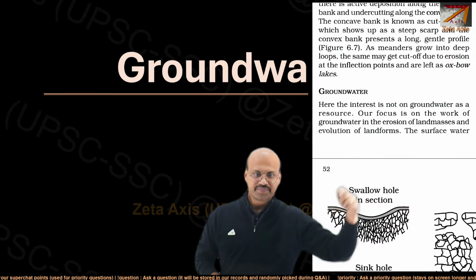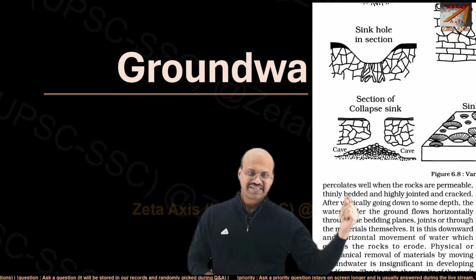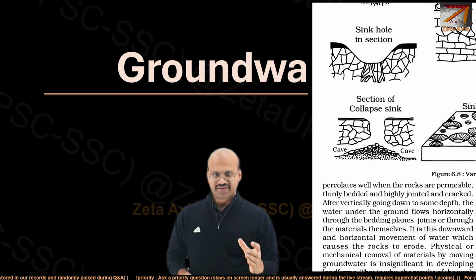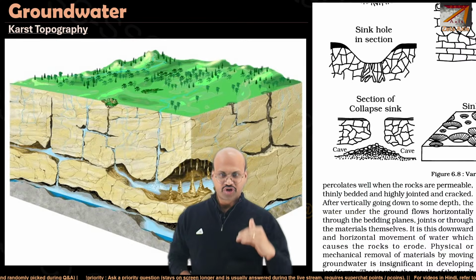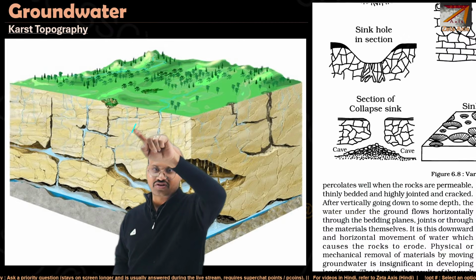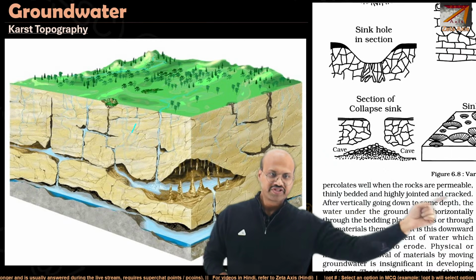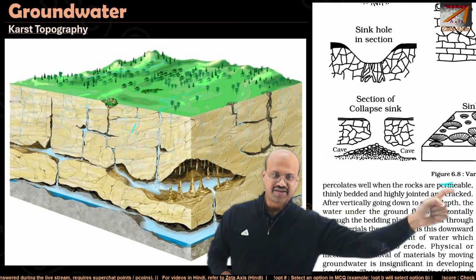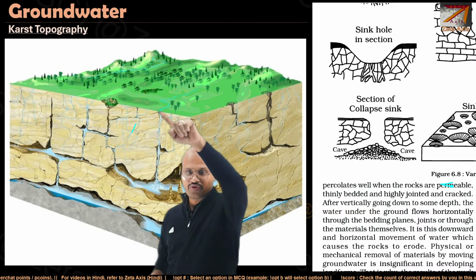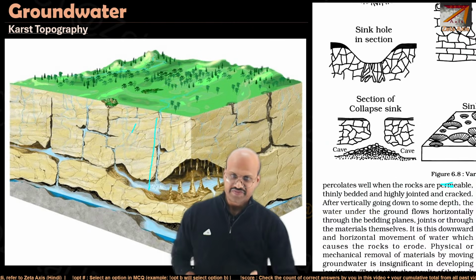The surface water percolates well when the rocks are permeable, thinly bedded and highly jointed. So not all rocks allow water to percolate or go downwards. If there are joints, like you can see over here, these are the joints in these rocks, or if there are gaps, or if the rock is permeable, that is, there are pores which are connected. If the pores of a rock are connected, then it is called a permeable rock. Such rocks allow the water to move downwards. The water can enter this type of rock and create different types of landforms.